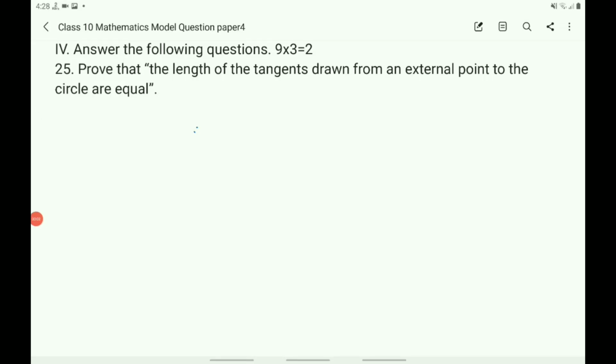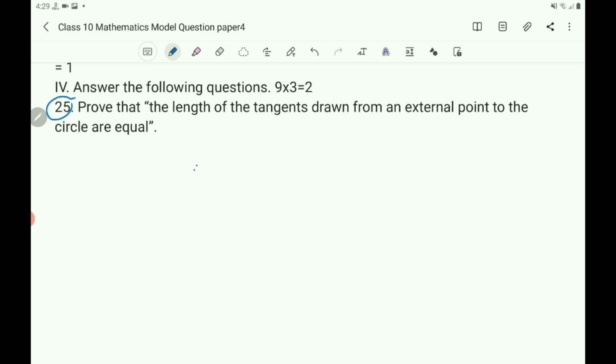Children, it is a continuation of the solution of model question paper 4, which is given by the Dayat Hassan. And also it is told that it is a second English medium model question paper given by the Dayat Hassan. Now let us take the 3 marks question, the 25th question.